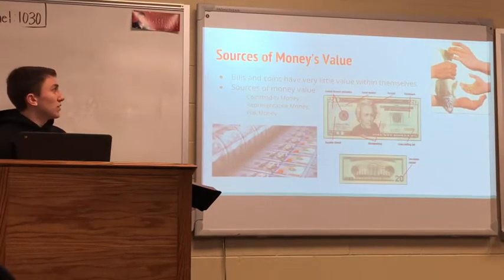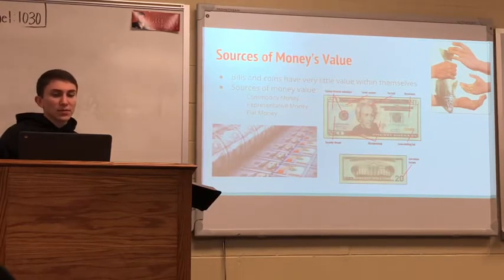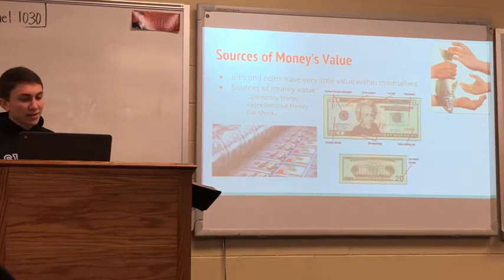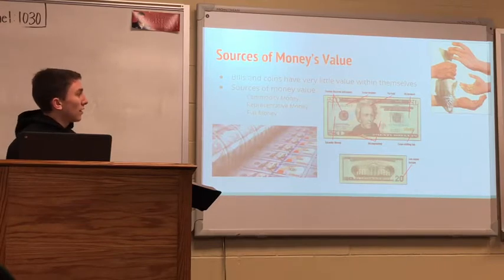Source of money value. Bills and coins have very little value within themselves. Like I said, bills are made out of cloth and cotton and synthetic fibers, and coins are made out of copper with zinc or nickel in them. Sources of money value: commodity money, representative money, and fiat money.